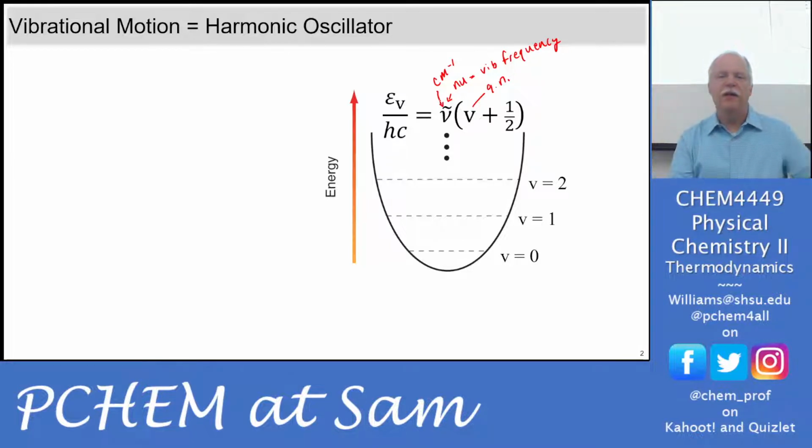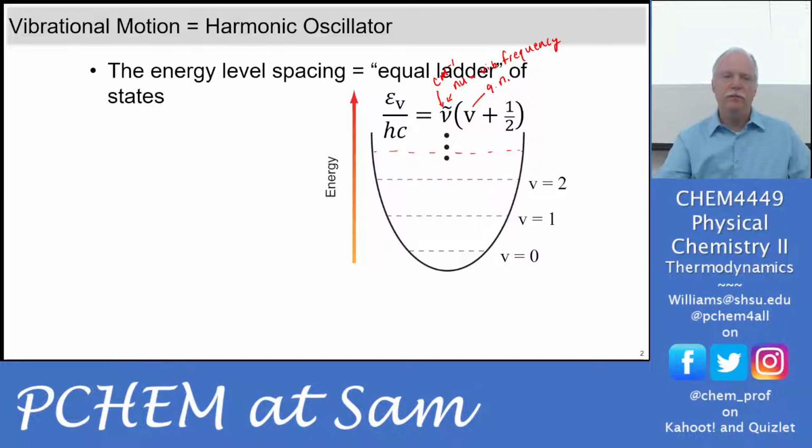And we call this an equal ladder of states because it looks like a ladder, right? You have these energy levels that are equally spaced. That's one way to describe vibrational energy levels. Notice how that's in contrast to rotations, which would go up as J squared, or the translations, where the particle in a box goes up as n squared. These go up as just linear in v.